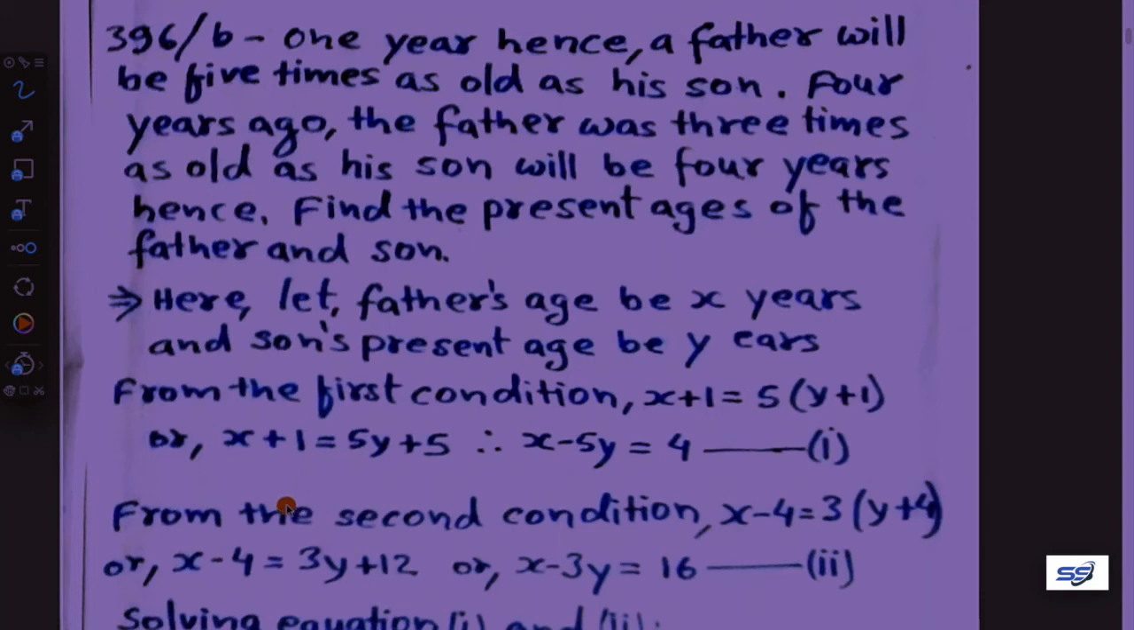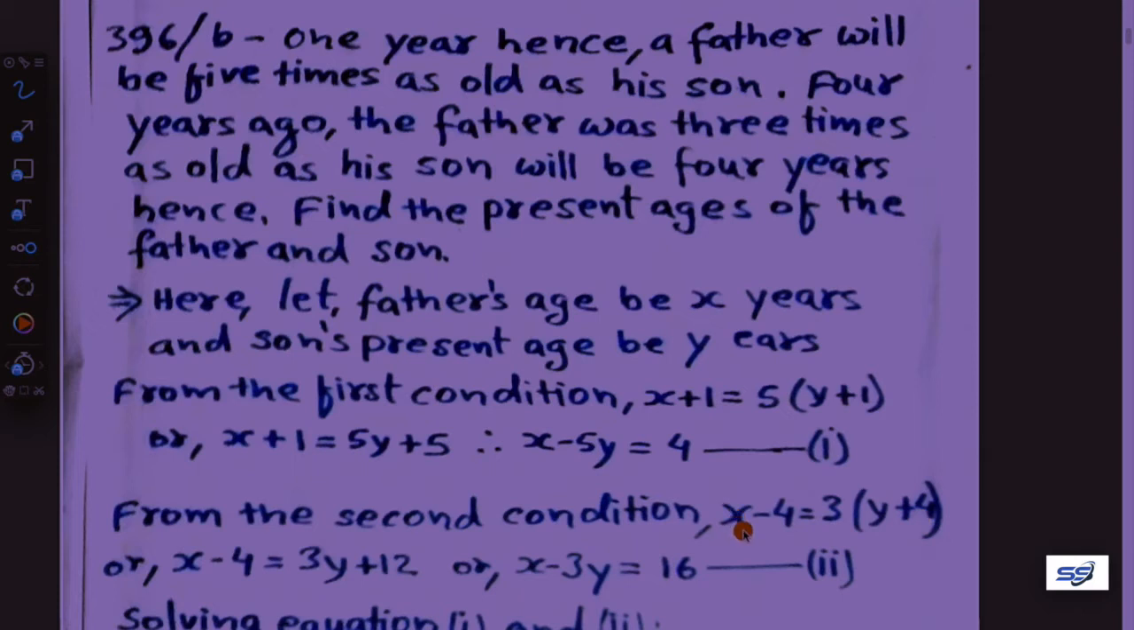Again, from the second condition given to us, 4 years ago, this means x - 4 equals 3 times as old as his son, 3 into (y - 4). Here, first, 4 is subtracted as x - 4. Here given 4 years ago, 4 years ago means 4 is subtracted. And again here written 4 years hence, again here 4 is subtracted.